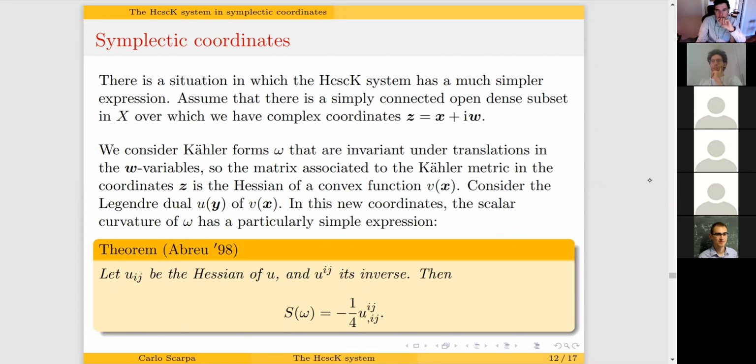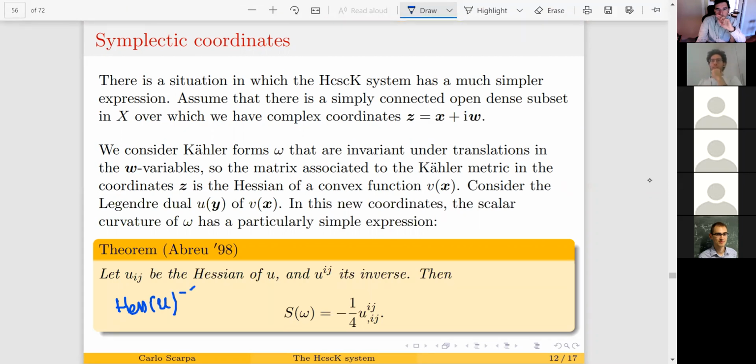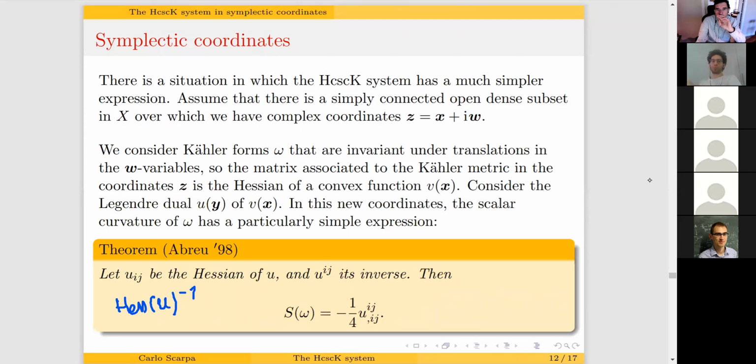So here you see we are taking the Hessian of U, the Hessian of this function that is called a symplectic potential. Since V is convex, also U is, and this is a positive definite matrix. So you can take its inverse, and the scalar curvature is then obtained by taking a trace of the second derivatives of this. So you see it is a fourth order differential operator, highly nonlinear, but still it's quite easy to write down in these coordinates.